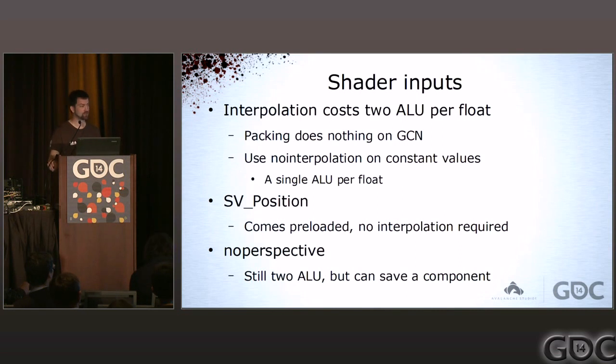And there's also a no perspective flag, which might be useful here. It doesn't really change how much interpolation is done. However, in some cases, it can help you take away one component, like if you passed down the W component in the past for doing perspective correction in the pixel shader, or for canceling out the perspective correction, actually. You can use the no perspective flag and save one component.